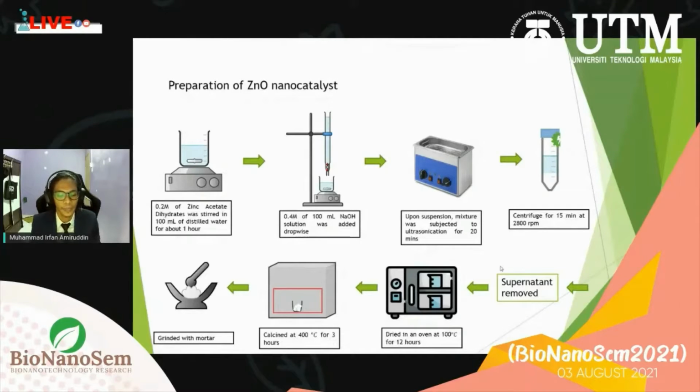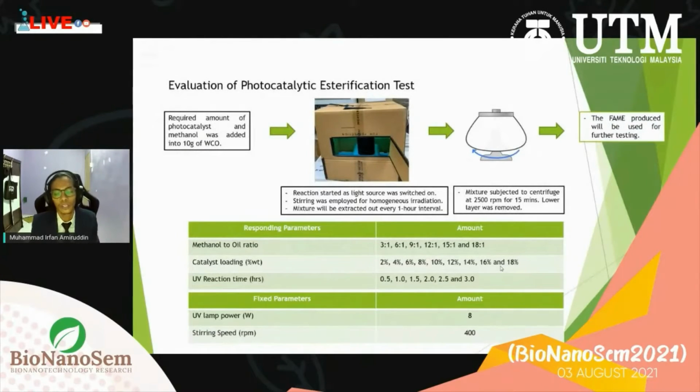degrees Celsius. After the preparation of the catalyst, the characterization was employed, which is XRD, for identification and characterization of the photocatalyst based on the compound pattern of diffraction to determine their purity. Next, we move on to the crucial part of the study, which was the photocatalytic esterification test of WCO.